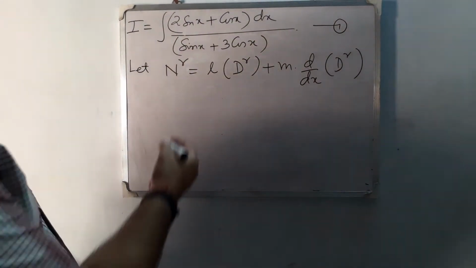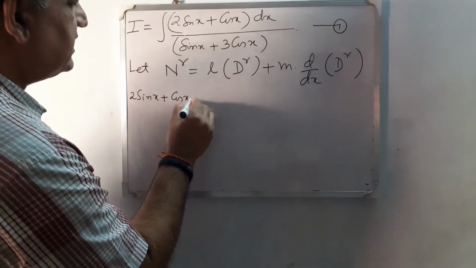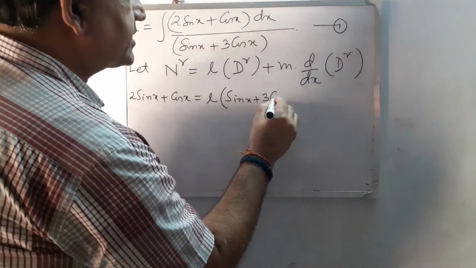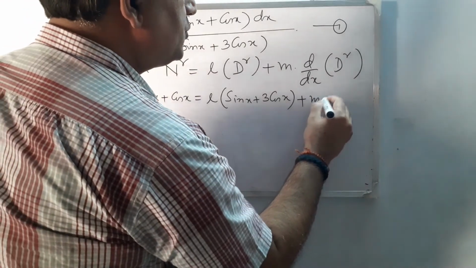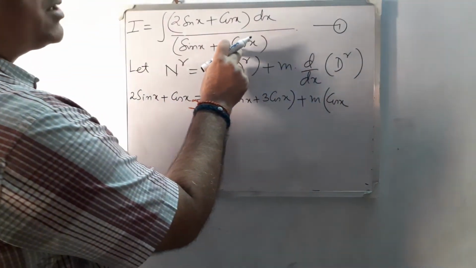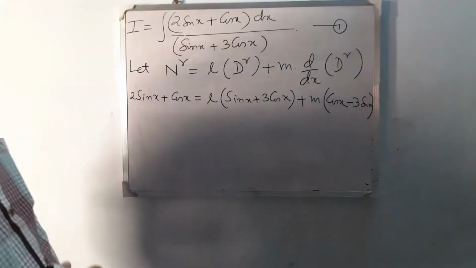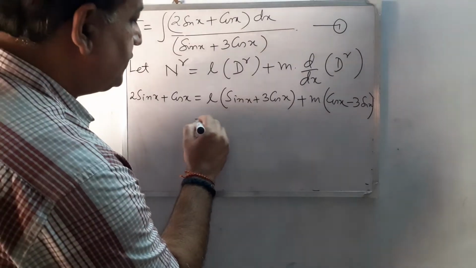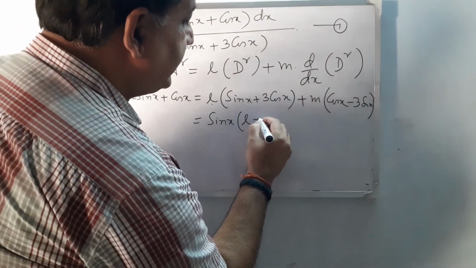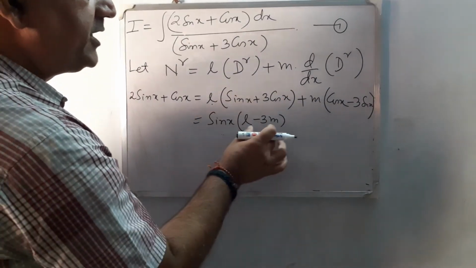How? You see here, that is 2 sine x plus cos x is equal to L into denominator, sine x plus 3 cos x, plus M into the differentiation of the denominator. Differentiation of sine x is what? Cos x. And then differentiation of cos x is minus sine x, so we will get minus 3 sine x. Now, if we take sine x common, what we will have? We will have L, and from here minus 3M. Just open these brackets and take sine x common, you will get this.